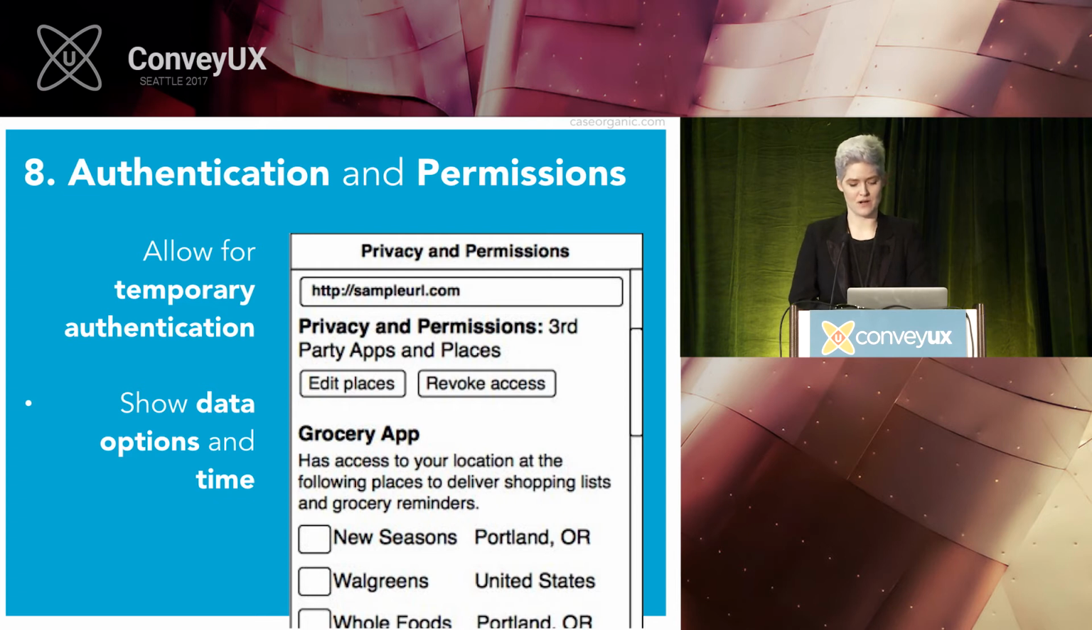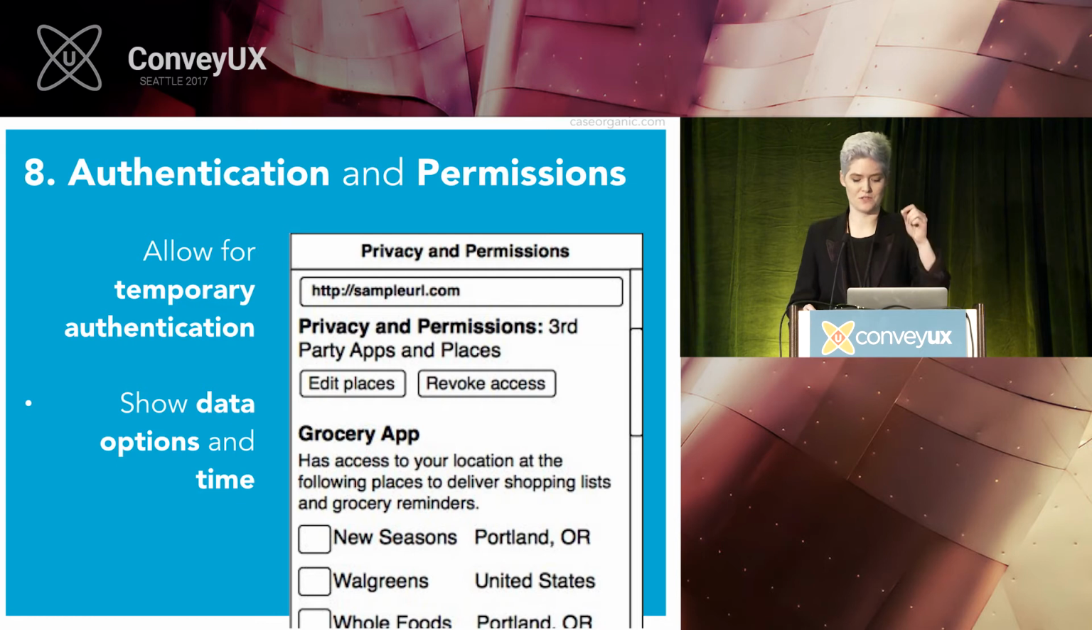Authentication and permissions. So I created this mock-up a long time ago that allowed you temporary authentication. This was more for location-based stuff, but the idea is here's a grocery app. It's going to remind you to pick up eggs at the store, right? But you can type in the geofences in which you want your location to be shared. So your location won't be shared to the app all the time, only at these specific places for the specific purpose.